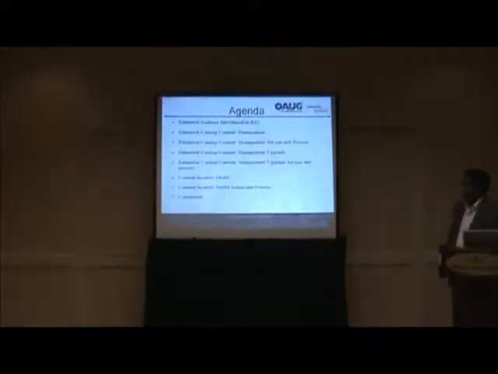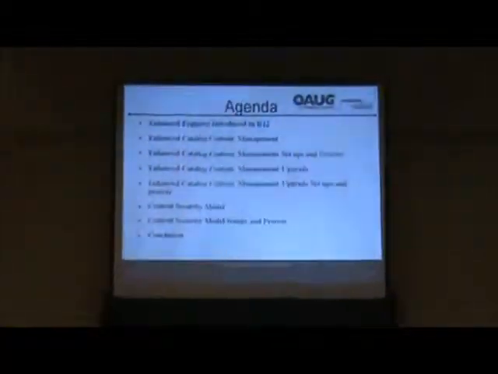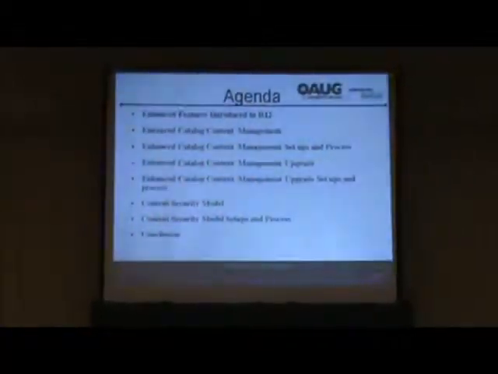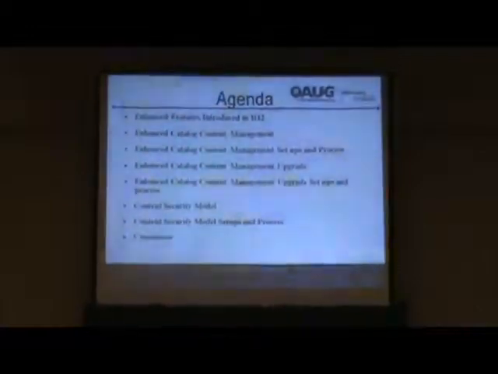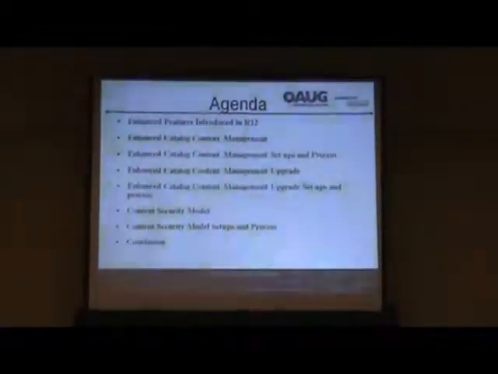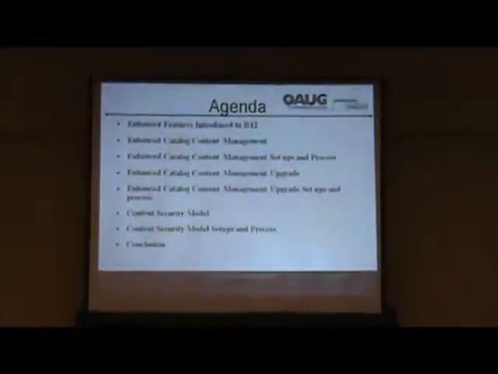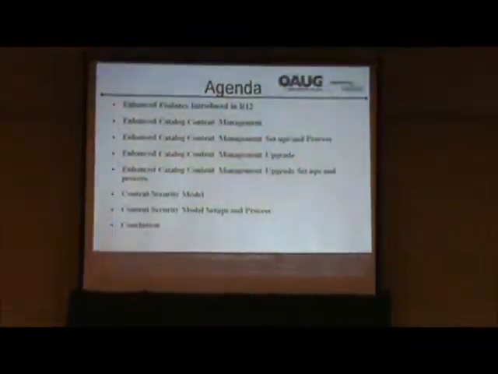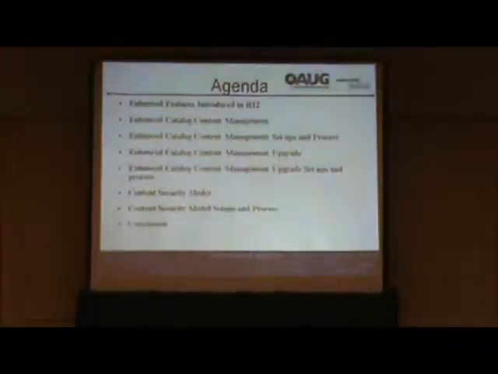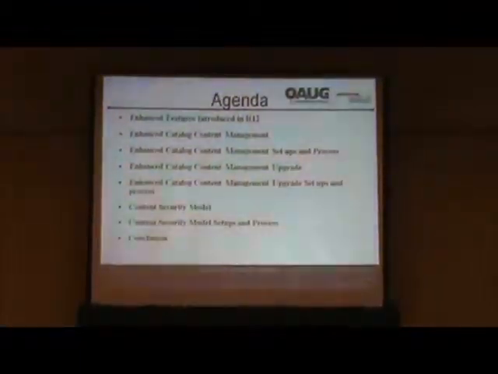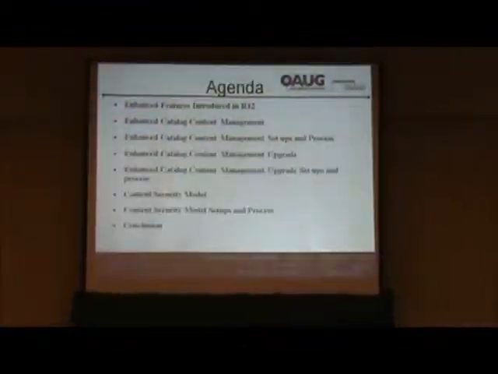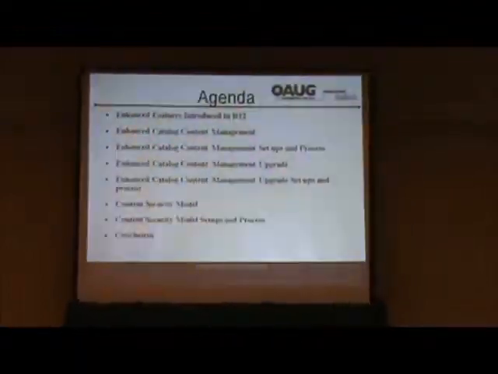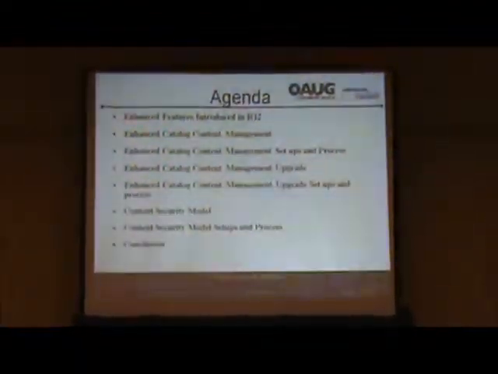Let's talk about today's agenda. We are going to cover the enhanced features introduced in R12 as far as the iProcurement module. Then we'll be talking about catalog content management and related setup and processes. Then we'll talk about the upgrade process which is followed when we are upgrading the catalog data, and then we'll talk about the content security model, which is a new feature, and the related setup, and then we'll conclude.